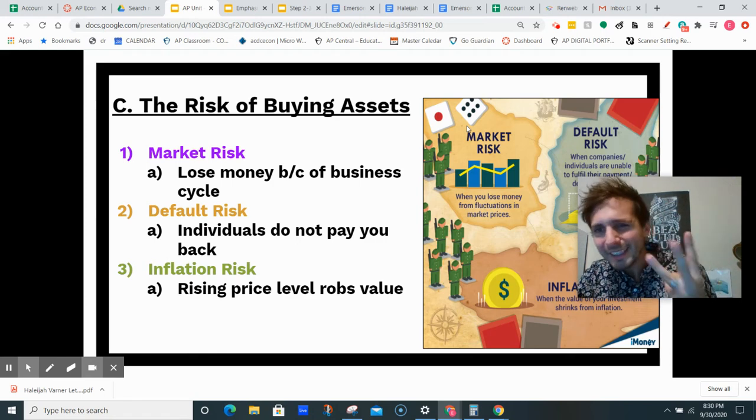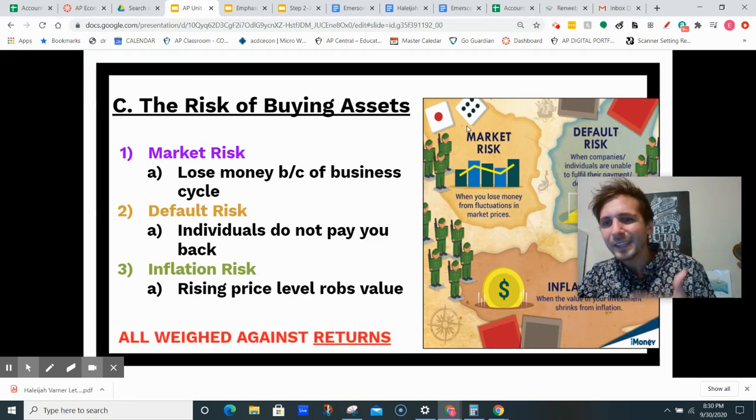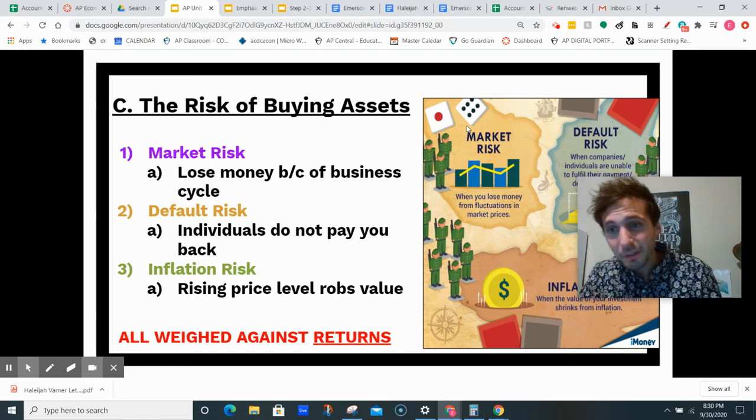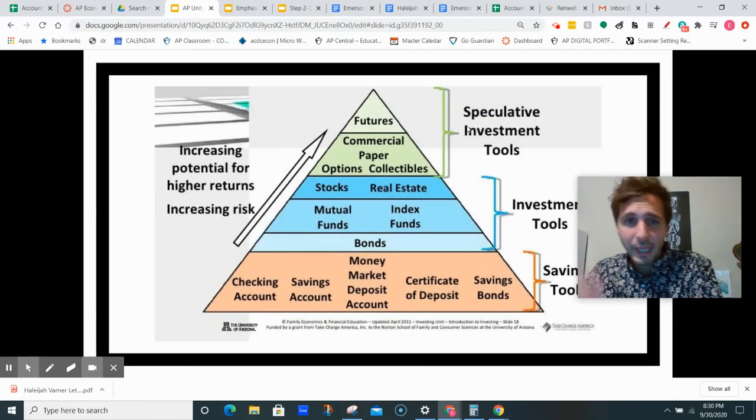So you're looking at these three risks and you measure them against the returns. What am I going to get back? I'm going to get this plus interest. Is it worth it? Do I think I'm going to come out on the right side of this? If the answer is yes, if the returns are greater than the risk, then you buy it. If the answer is no, if the returns are less than the risk, then you don't purchase that interest bearing asset.